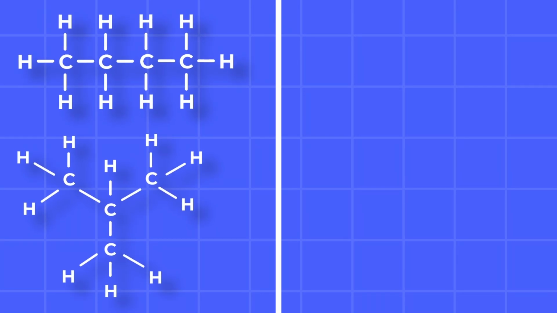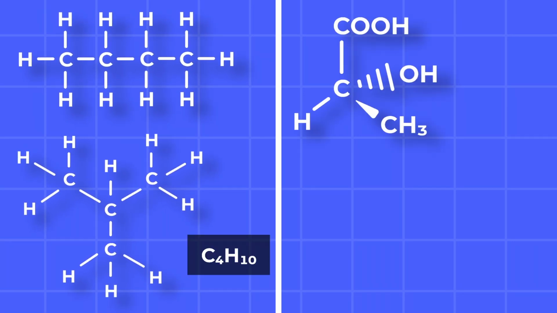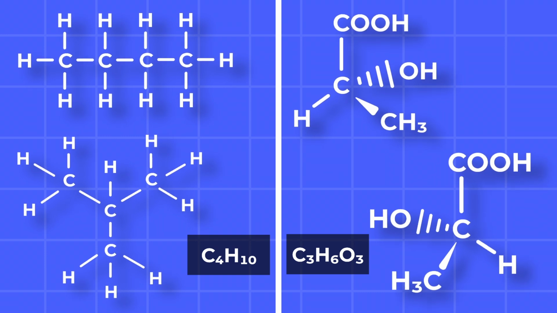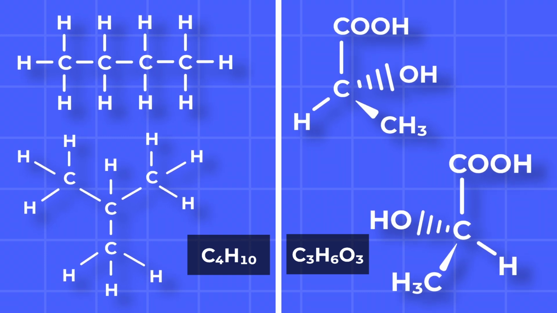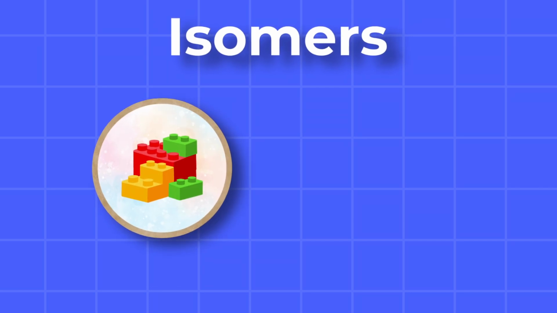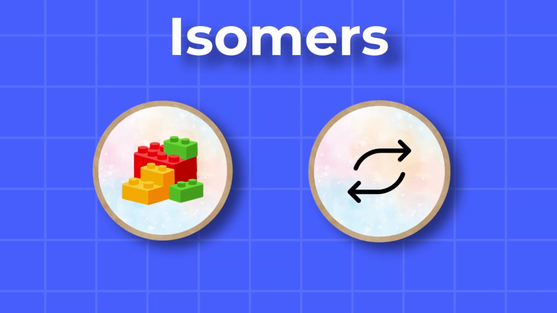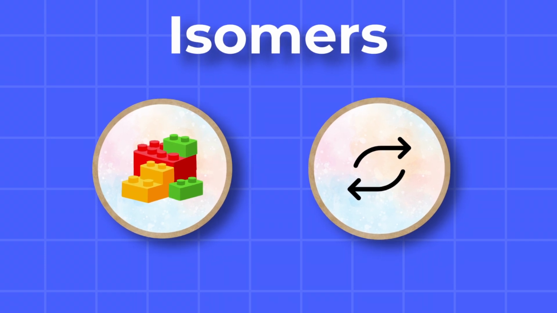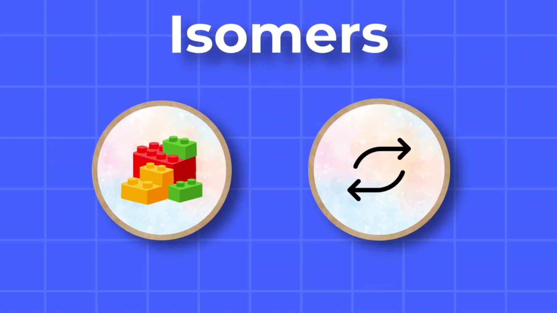Two molecules, one formula. Same or different? That's the heart of isomers. So what exactly makes molecules isomers? In this video, you'll learn the two big families: structural or constitutional isomers and stereoisomers, plus how to spot enantiomers, diastereomers, as well as cis-trans and EZ pairs.